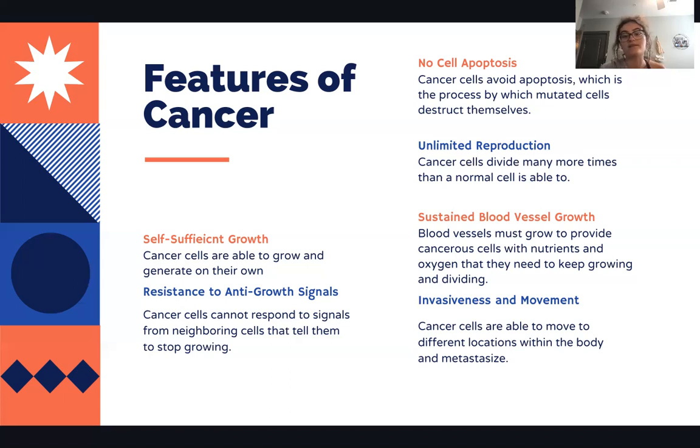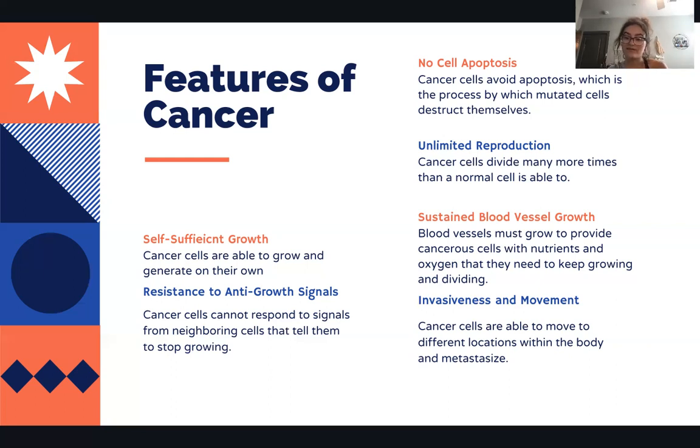The fifth thing on this list is sustained blood vessel growth. This kind of gets away a little bit from the cell division points, but in order to provide cancer cells with nutrients and oxygen, blood vessels need to grow to provide them with this. Now, cancer cells use a lot more nutrients and a lot more oxygen than normal cells do because they are dividing and growing at such a rapid, unchecked rate. So, one of the hallmark signs of cancer is sustained blood vessel growth.